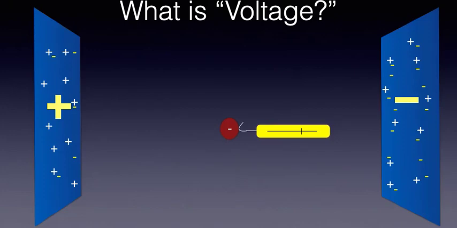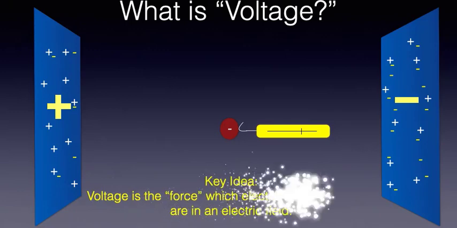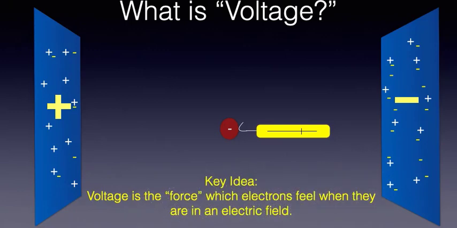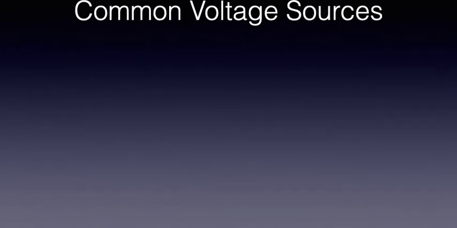So, to give you an idea, a flashlight battery produces about 1.5 volts, a car battery produces about 12 volts, and many devices in your house work on 120 volts. But the key idea here is that voltage is the force which electrons feel when they are in an electric field. So what are some common voltage sources?